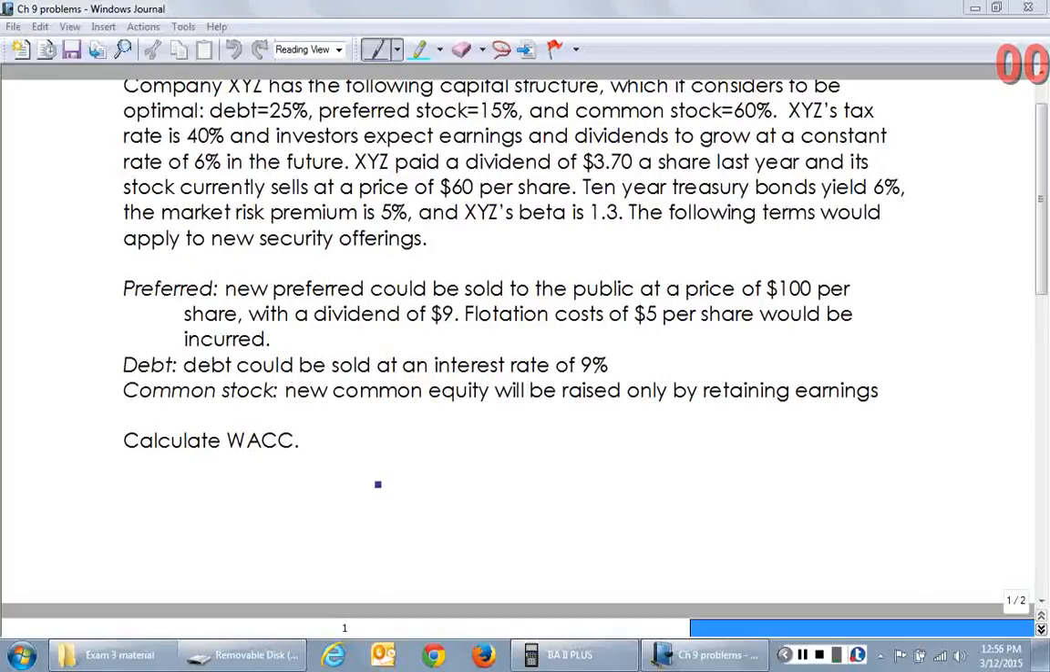Chapter 9 asks us to look at the capital structure of a company. Company XYZ has the following capital structure. Their optimal capital structure consists of 25% debt, 15% preferred stock, and 60% common stock. Their tax rate is 40%. We expect earnings and dividends to grow at a constant rate of 6%. They just paid a dividend of $3.70, and the stock currently sells for $60 per share.